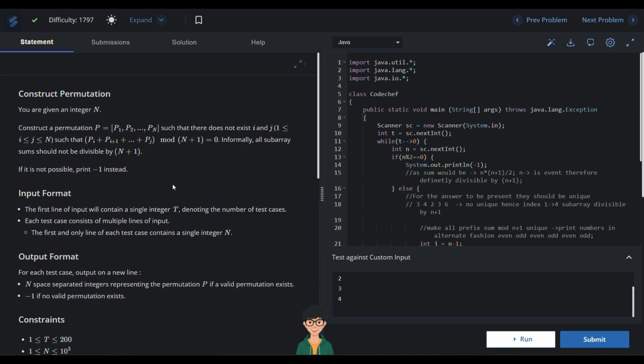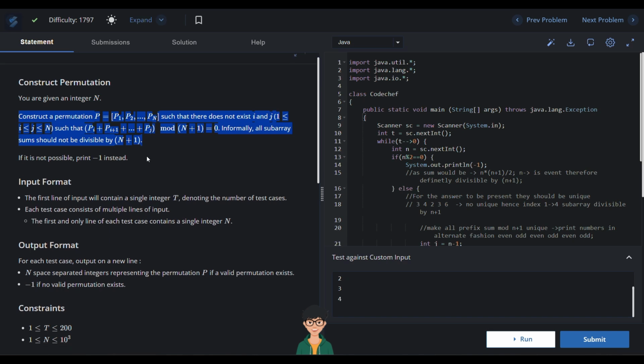In the question you are given an integer n. That's all that is given, and you have to construct a permutation in which the sum of any subarray should not be divisible by n plus 1. If it is possible, print the array. If it is not, print minus 1.